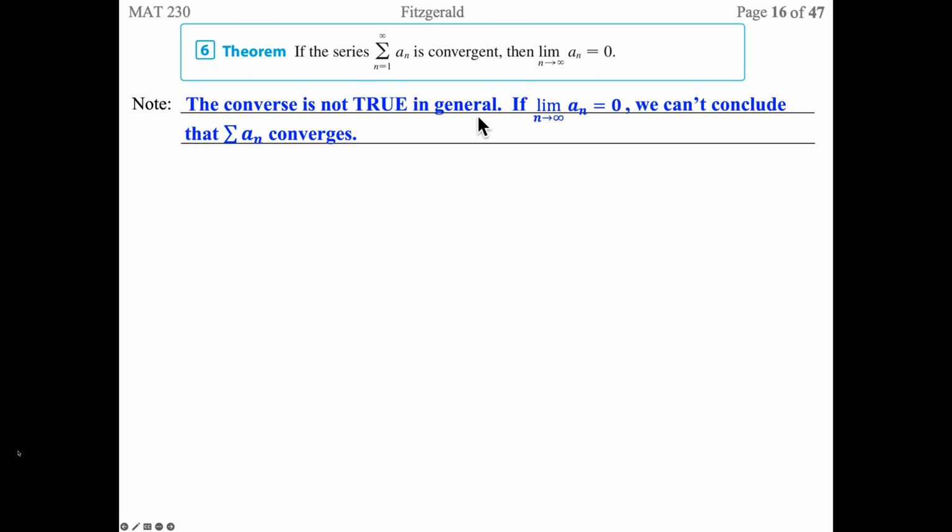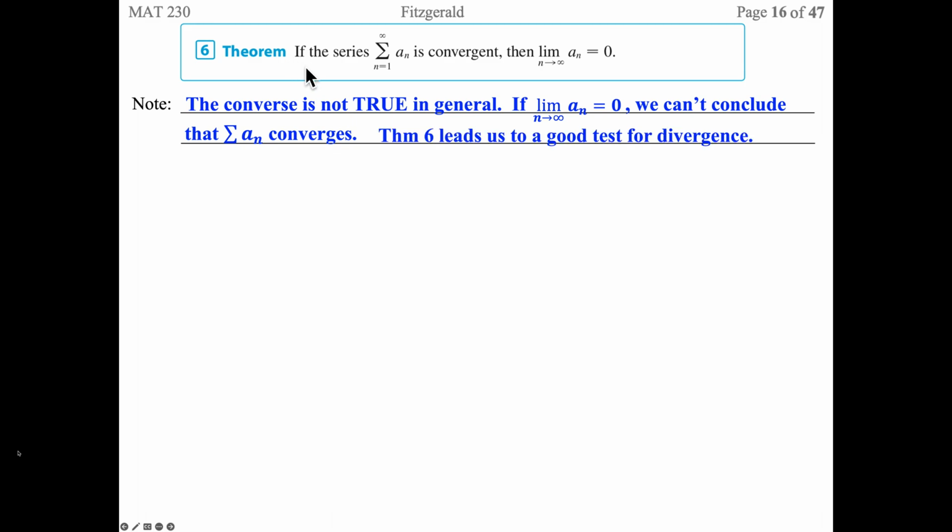Now, however, the converse is not true in general. So if you switch the statement around, that means switch what we call an if-then statement. If the hypothesis, then the conclusion. If you put the conclusion first, if the limit as n approaches infinity of a sub n is equal to 0, we can't conclude that the summation is going to converge.